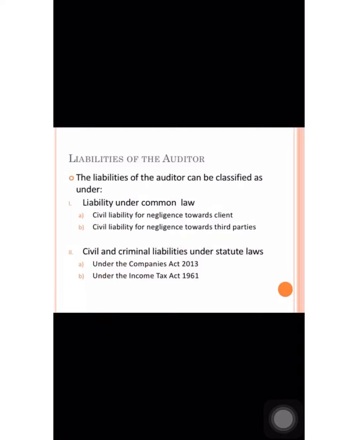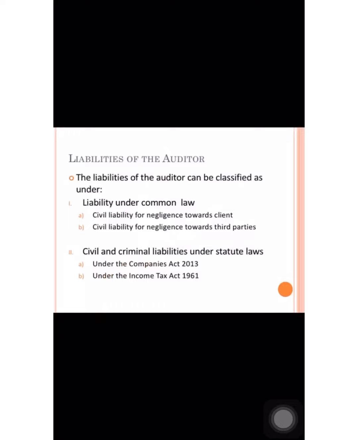So, the liabilities of the auditor can be classified into two categories: liabilities under common law and liabilities under statutory laws. The liabilities under common law can be classified as civil liability for negligence towards client, and secondly, civil liability for negligence towards third parties. The liabilities under statutory laws can be classified as civil and criminal liabilities under the Companies Act 2013 and under the Income Tax Act 1961.